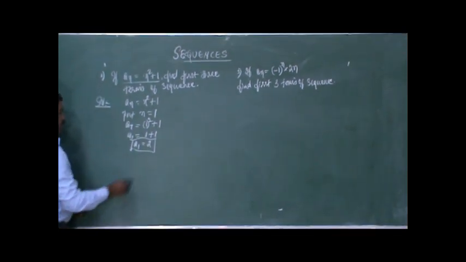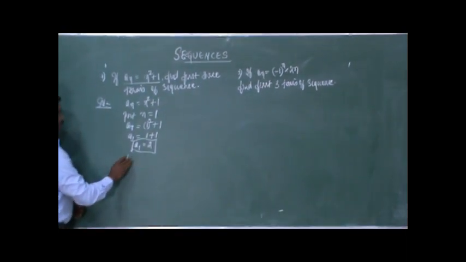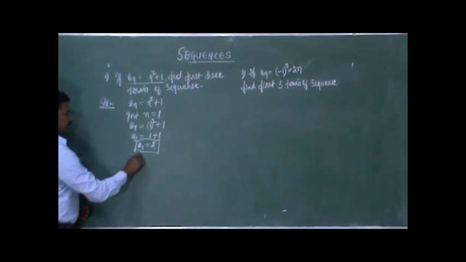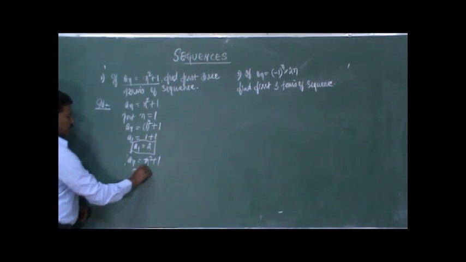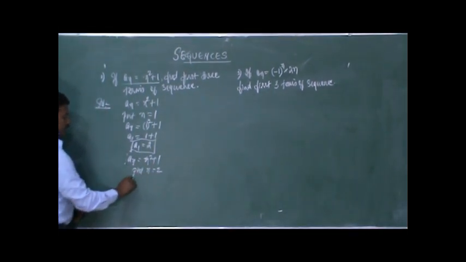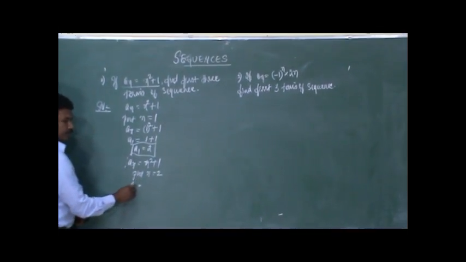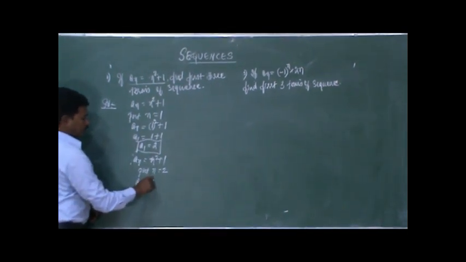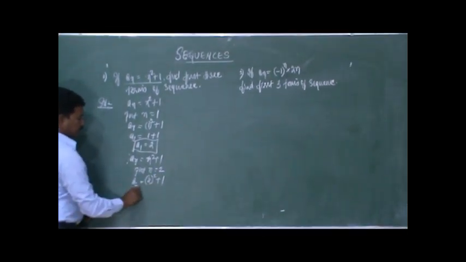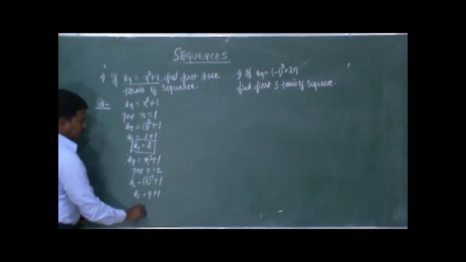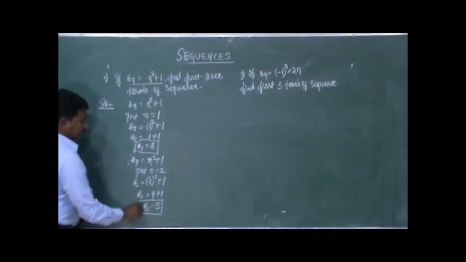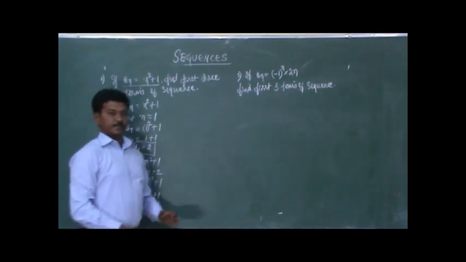Let us find out the second term. Write down the nth term of the sequence. An is equal to n square plus 1. Put n is equal to 2. So a2 is equal to, in place of n I substitute 2. So 2 square plus 1. So a2 is equal to 2 square is 4 plus 1 and a2 is 5. So the second term of the sequence is 5.